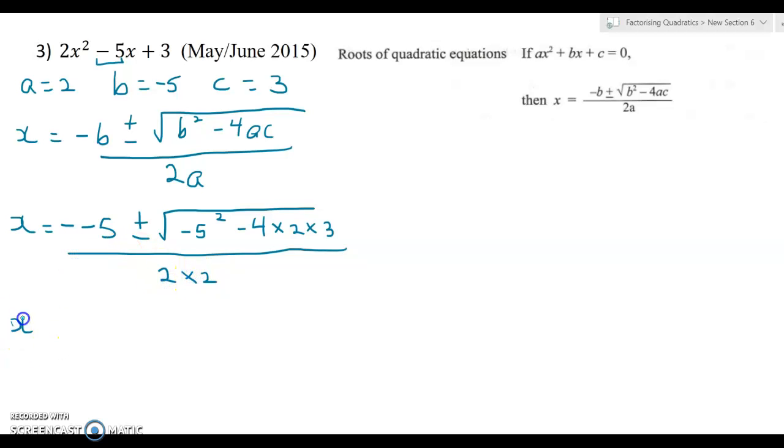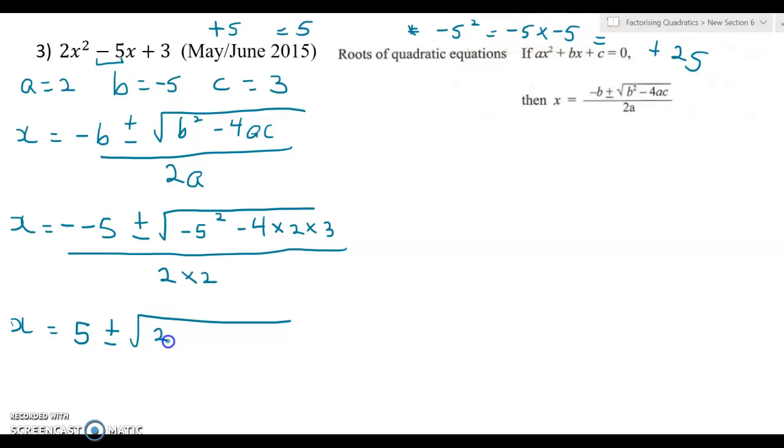So now, minus 5. A minus and a minus together, that's actually positive 5. I could just simply write 5, or you could write positive 5, but that's the same as just saying 5. So I'm just going to write the 5. Plus or minus, let's just simplify underneath the square root. Minus 5 squared is positive 25. So that's 25 minus 4 by 2 is 8, times 3 is 24.